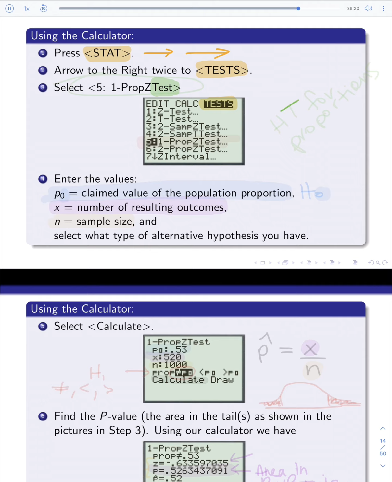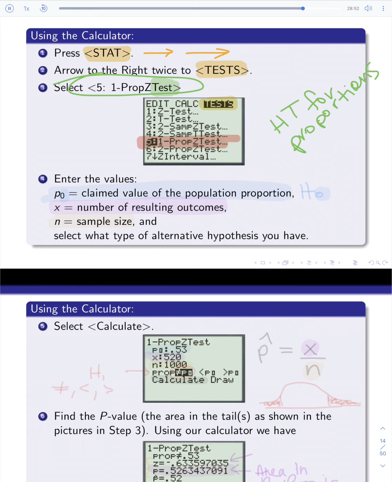So we'll be doing hypothesis testing for proportions, which is why we're going to do a 1 prop z test. It's going to want almost the exact same information we gave it for confidence intervals, just a tiny bit extra. So once you select test and then go down to 1 prop z test and select it and press enter, it'll tell you exactly what it wants.